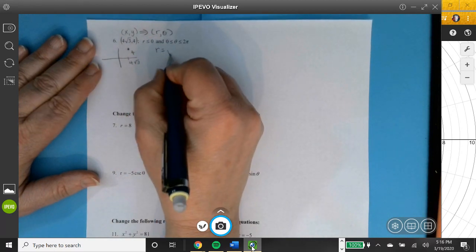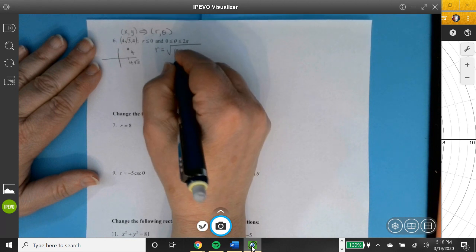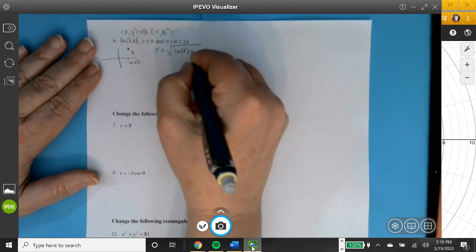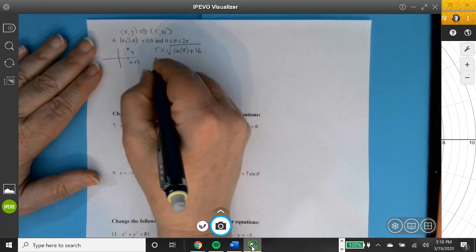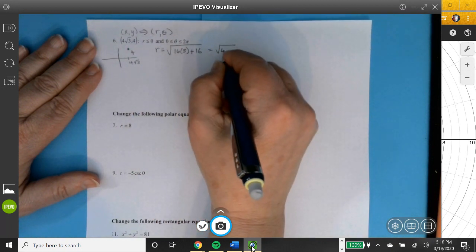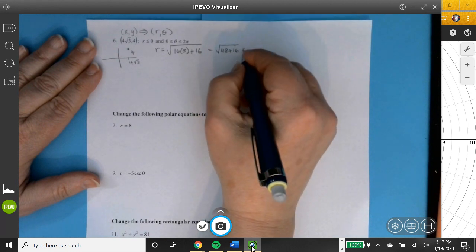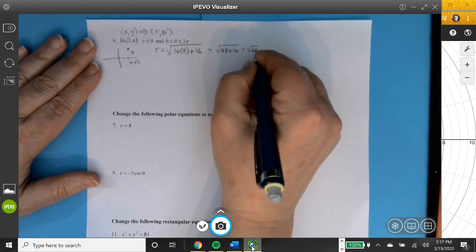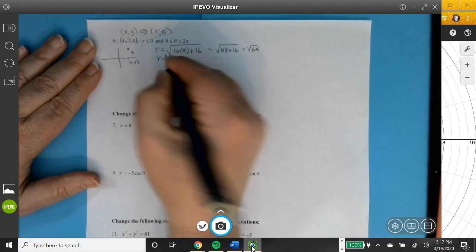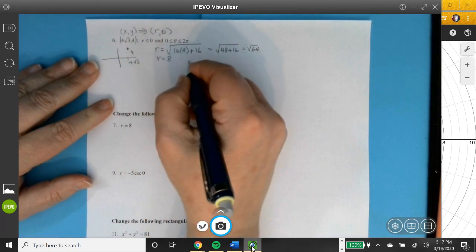Well, r is the square root of 16 times 3 plus 16, which is, let's see, root 48 plus 16, which is really nicely in our case 64, which means r is 8. That's great.